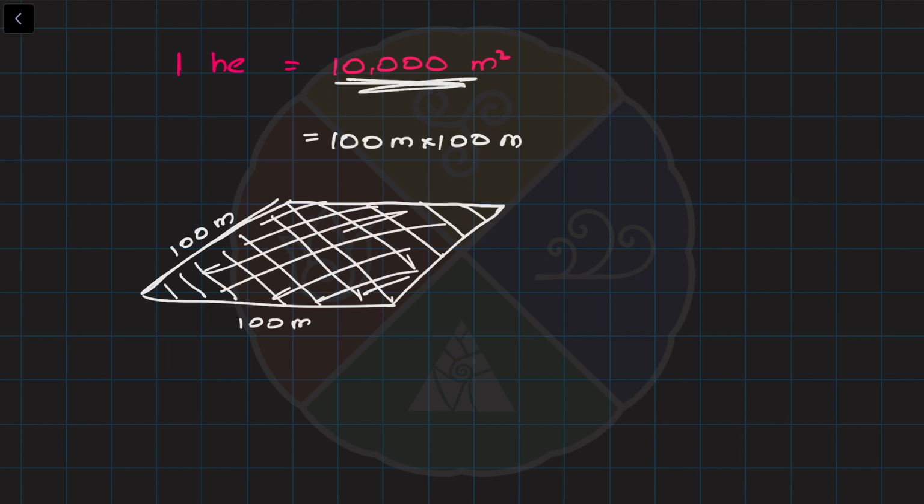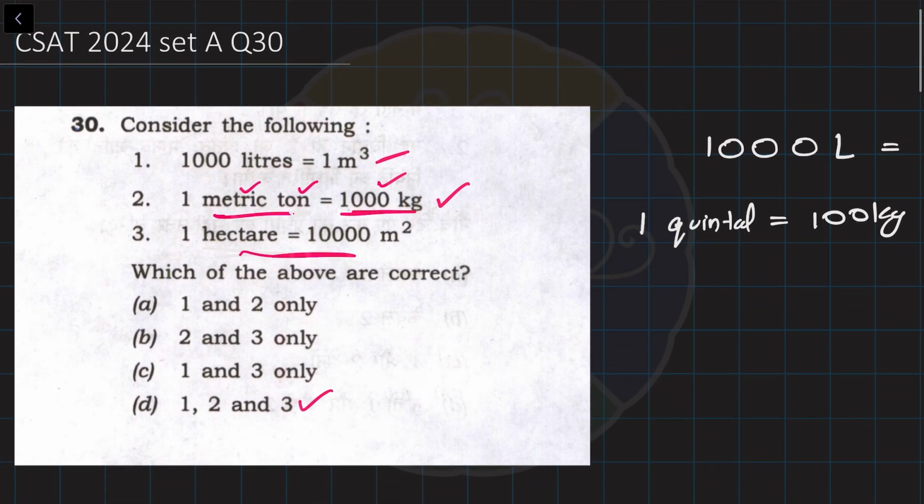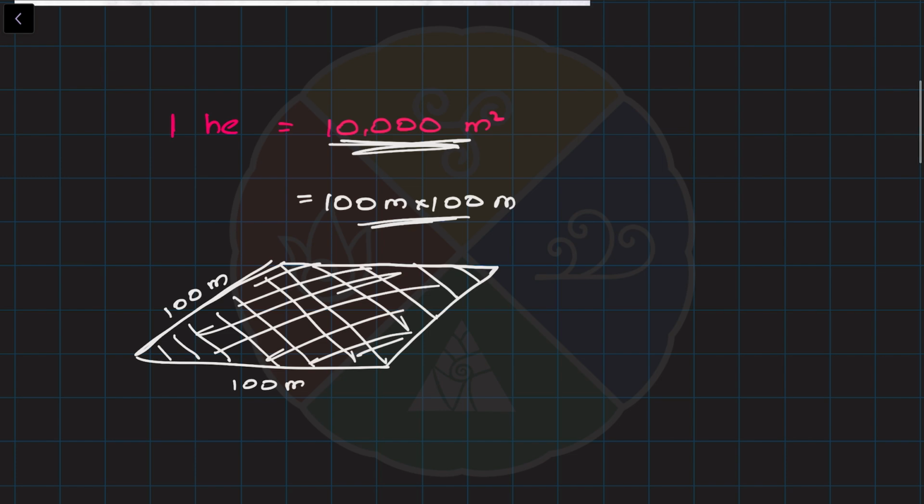Okay, this is 1 hectare. If you multiply this, you are going to get 10,000 meter square. Now let's try to convert units from one form to another.